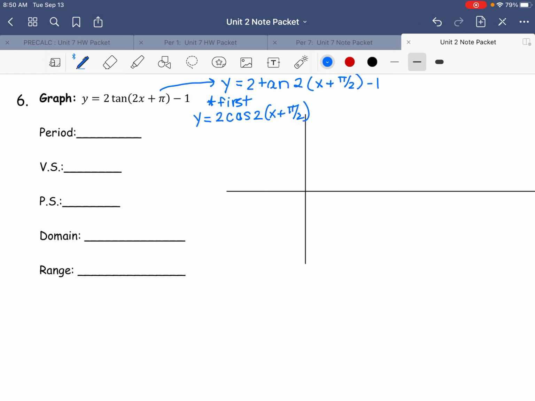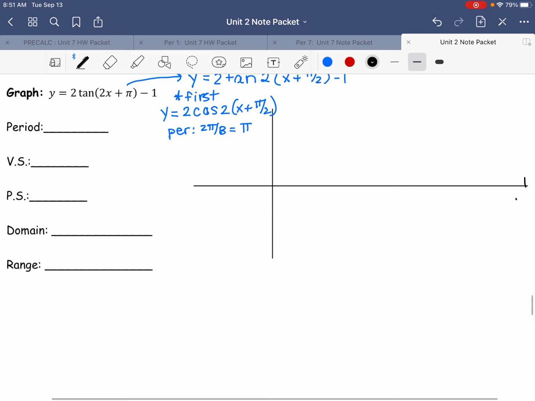So if I'm graphing this cosine graph, the period for this cosine graph is 2 pi over b, which is 2 pi over 2, or pi. So let's set that up. So if the period's pi, I'm going to go out to 2 pi, and I'm going to cut it into 2 sections. Then I'm going to cut each period into fourths.